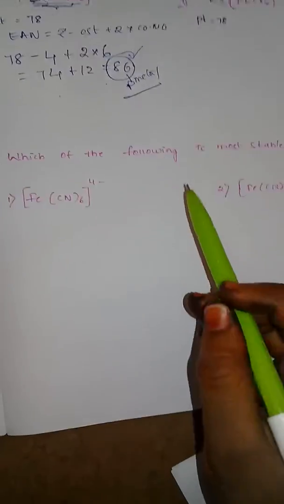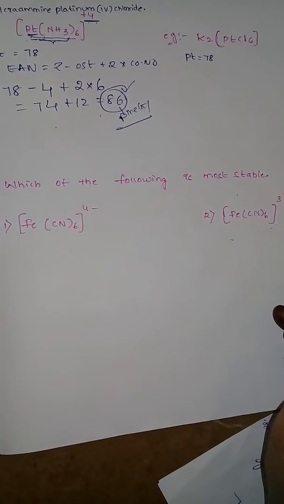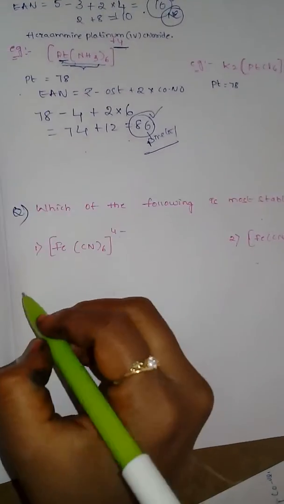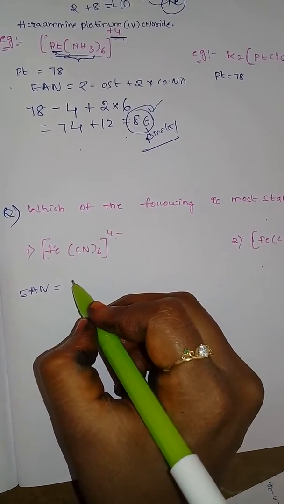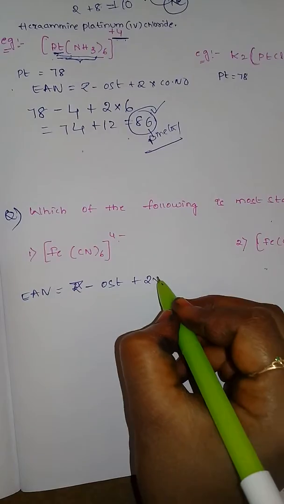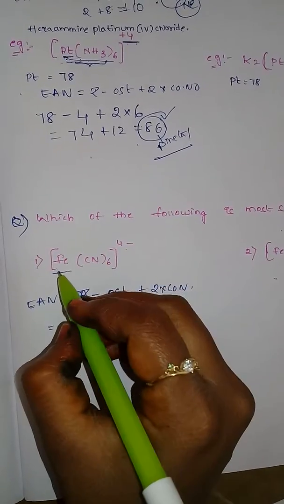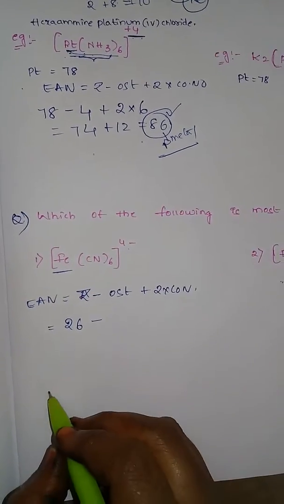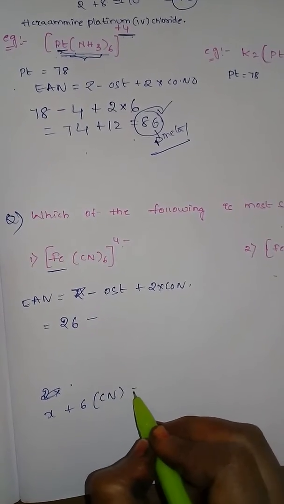Next example, which of the following is most stable? Fe(CN)6 4 minus, Fe(CN)6 3 minus. In these two complexes, which complex is more stable? Based on the effective atomic number, we have to find which complex is more stable. Effective atomic number is equal to atomic number of metal minus oxidation state plus 2 into coordination number. Atomic number of the metal is 26. Oxidation state of the metal is X plus 6 into the charge is equal to -4.